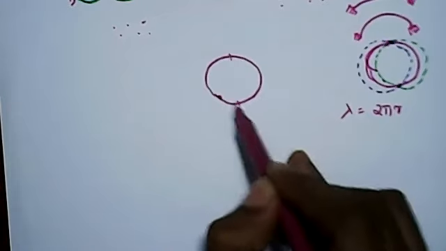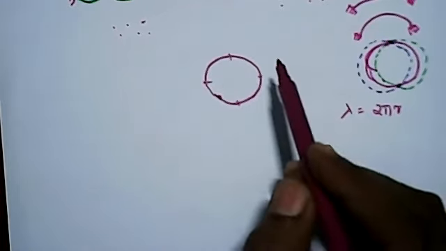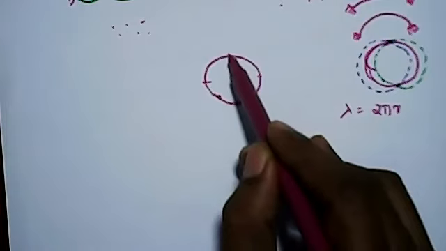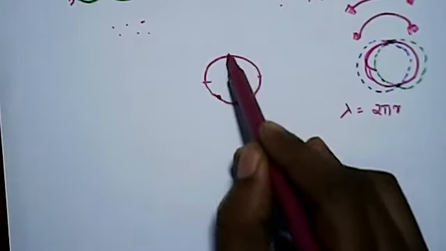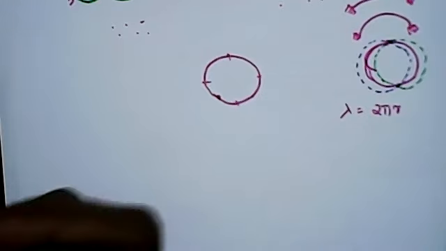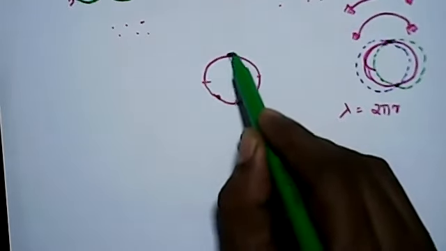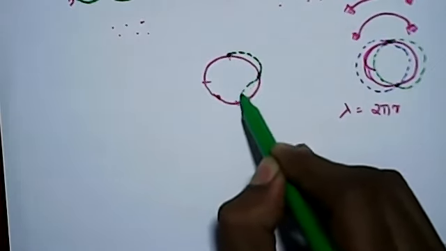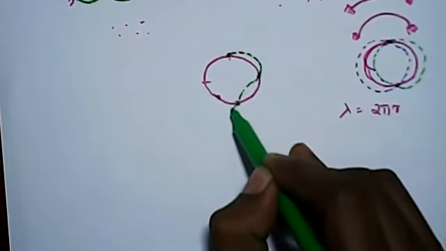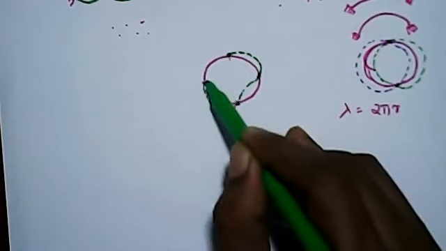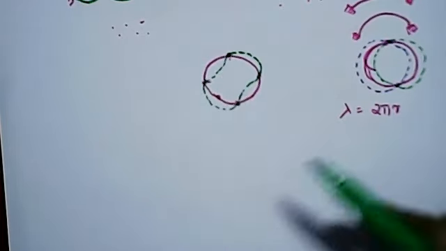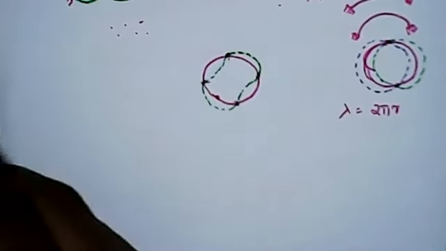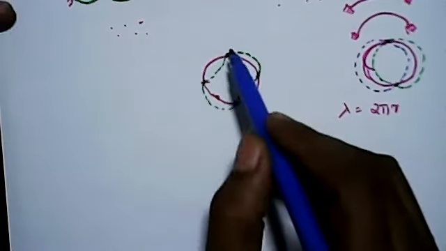Now you consider 4 points. Okay, so you can see like this, now like this, again like this, now again like this. This is one option. So it can vibrate in this mode, or it can vibrate like this.